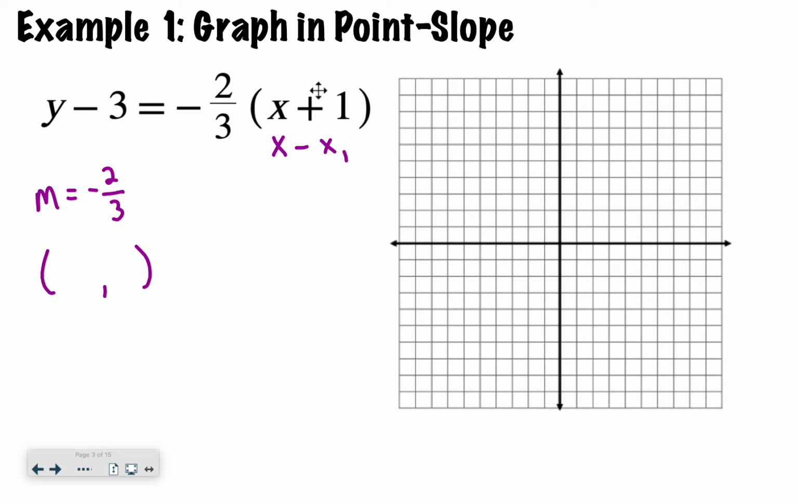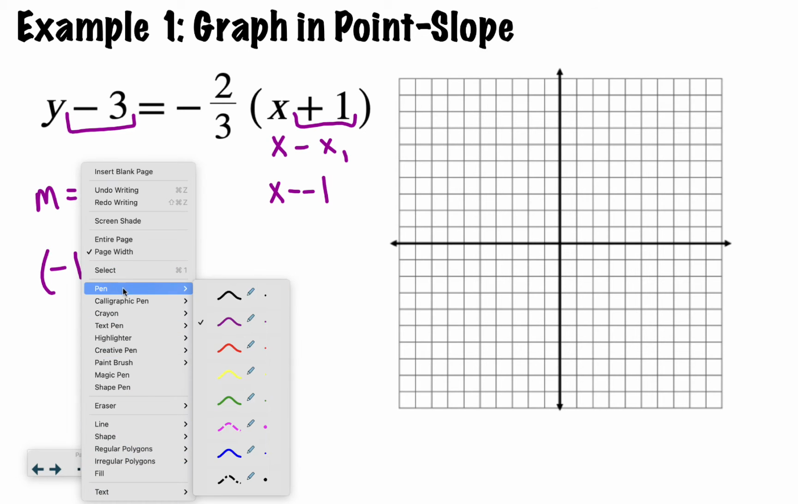So if you look at this, I have x plus 1. That means that I need to change that 1 to a negative 1. Because in order to get x plus 1, it'd be x minus a negative 1. Okay, so you just always do the opposite sign of what you see. So here it's a positive 1. That means in the point it'd be a negative 1. And then if I look at the y, I have y minus 3. So it's a negative 3 there. So it would be a positive 3 here.